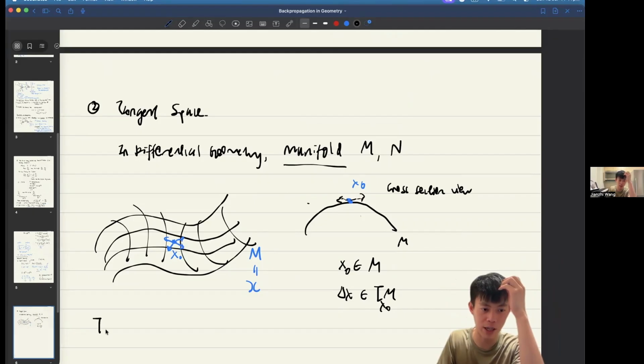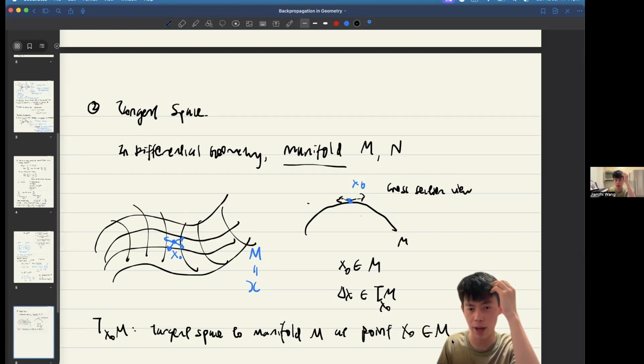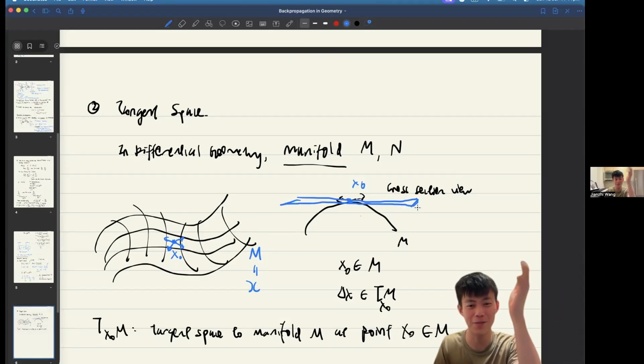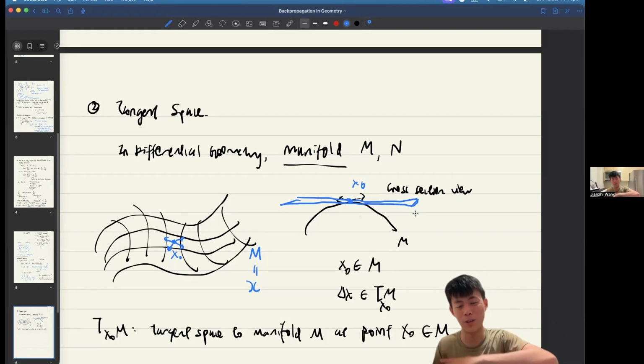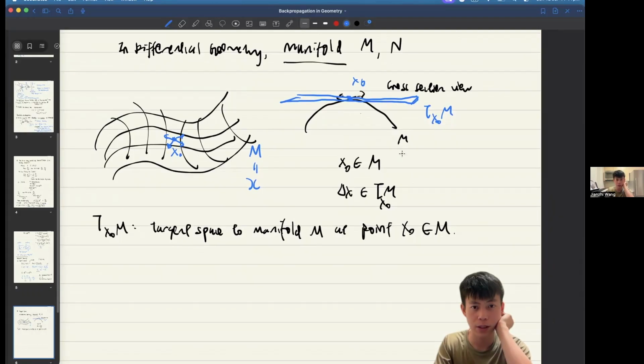So let me just write here, T_x0 M, we call it the tangent space to manifold M at point x0 that belongs to M. In this case, the tangent space will be this plane, or whatever you visualize geometrically as the tangent. So this is the tangent space at x0. I hope this clarifies that delta x and x really live in different spaces.